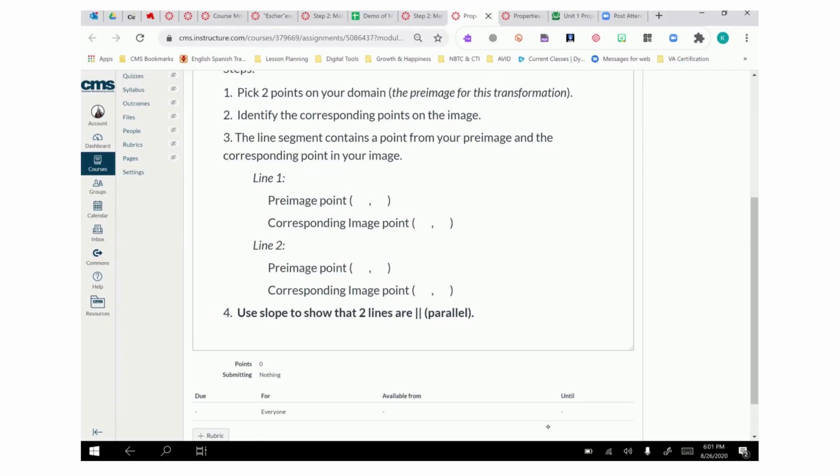Pick 2 points on your domain, the pre-image, and identify the corresponding points on the image. We've done step 1 and step 2. Now let's go to step 3. It says the line segment contains a point from your pre-image to your corresponding point in your image. So a line is going to go from the pre-image to the image.